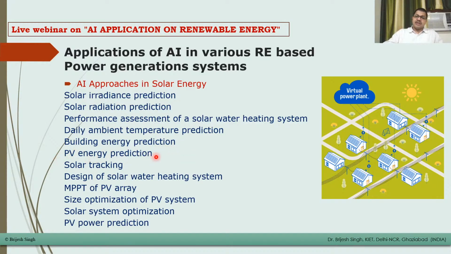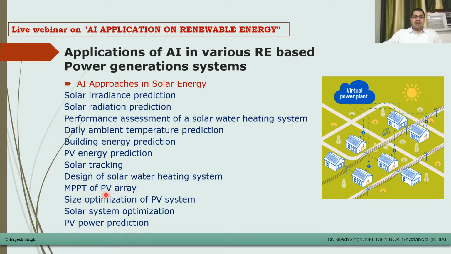PV energy prediction means how much energy you can get in a day, in a week, or in a year from a PV plant. You can predict this with the help of AI. Solar tracking with the help of AI. Designing of solar water heating systems, here you can also apply AI.